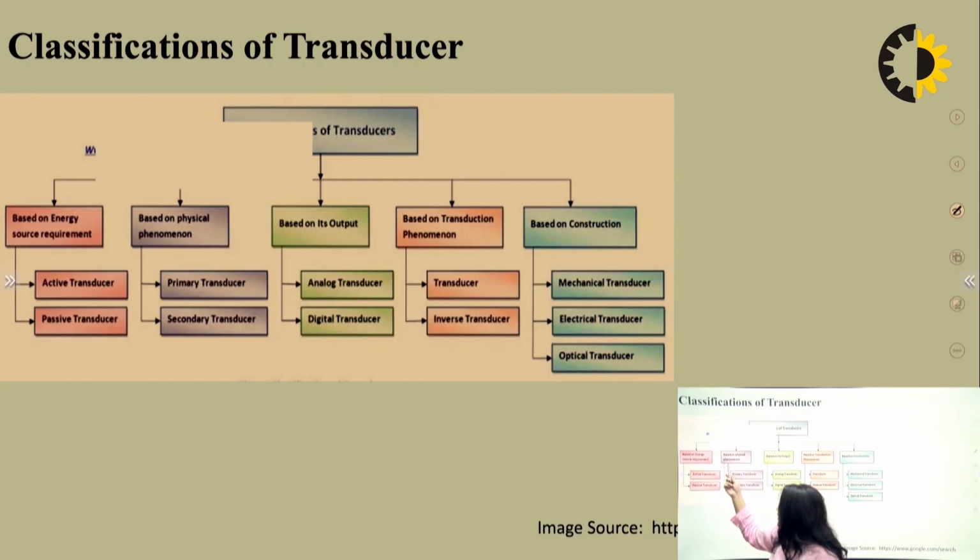Based on the physical phenomena, there are primary transducers and secondary transducers. I already told you. Based on output, analog transducers and digital transducers. Based on the transduction phenomena, we have transducers and inverse transducers. Basically, a transducer mainly converts mechanical energy into electrical energy. So when electrical energy is converted into mechanical energy, then we say that it is an inverse transducer. Okay, but a fan is not a transducer. Next, based on construction: mechanical transducers, electrical transducers, and optical transducers.